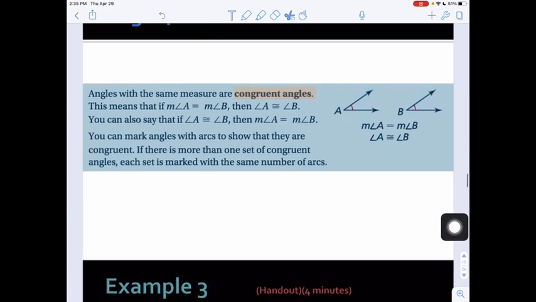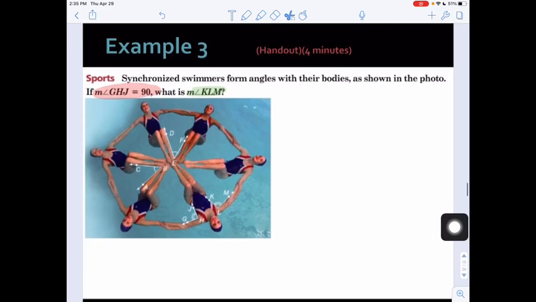Example 3 says synchronized swimmers form angles with their bodies as shown in the photo. If the measure of angle GHJ is 90 degrees, we can see GHJ, we're saying that's 90 degrees. What is the measure of angle KLM?